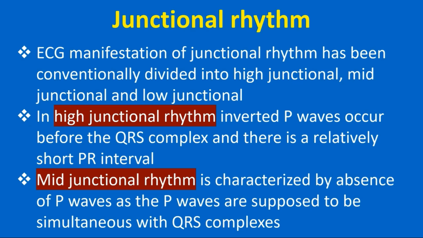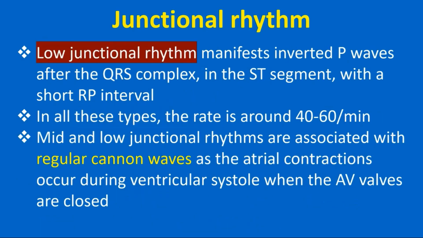Mid-junctional rhythm is characterized by absence of P waves, as the P waves are supposed to be simultaneous with the QRS complexes. Low junctional rhythm manifests inverted P waves after the QRS complex in the ST segment with a short RP interval. In all these types, the rate is around 40 to 60 per minute.